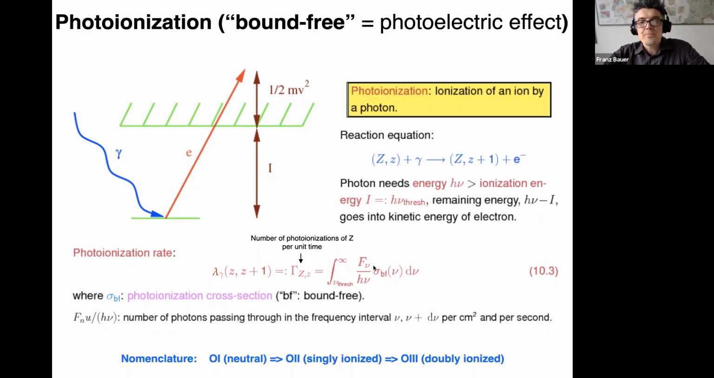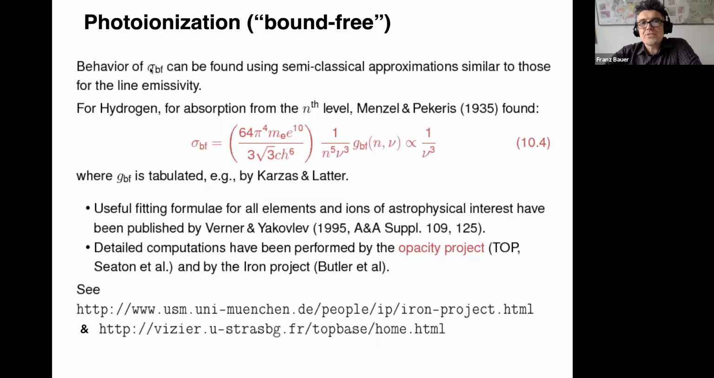Okay, so how do we calculate this thing? The behavior of this bound-free cross-section could be done using semi-classical approximations, and you can get a rough estimate of that. This is similar to how we calculated the line emissivity. For hydrogen, this is relatively straightforward. The absorption for the nth level can be given by this value here.